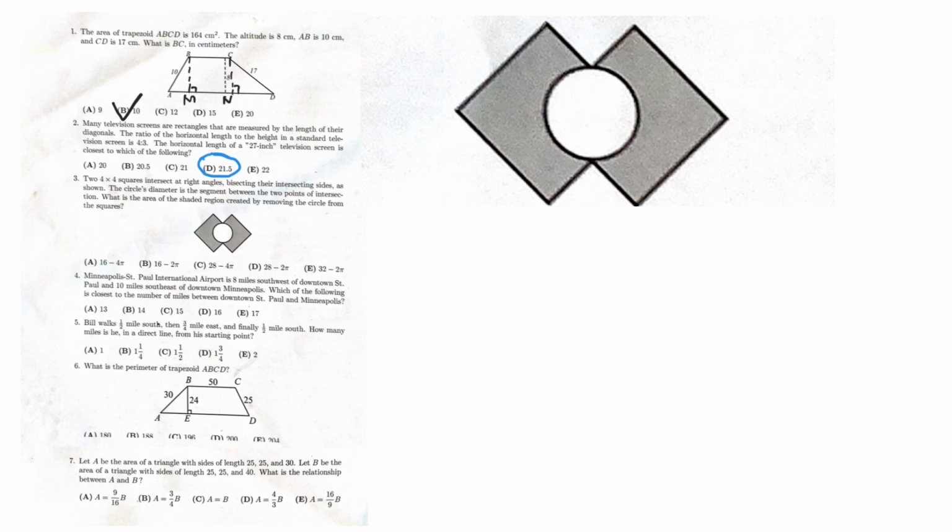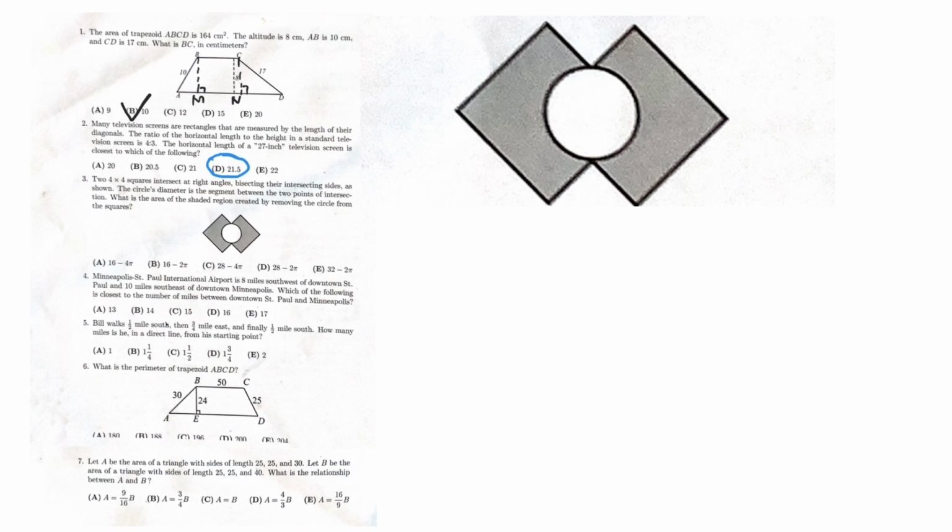Number 3, this is the 2004 AMC 8 problem 25. Two 4 by 4 squares intersect at right angles, bisecting their intersecting sides. Very important, they told us that they are bisecting their intersecting sides, as shown. The circle's diameter is the segment between the 2 points of intersection.